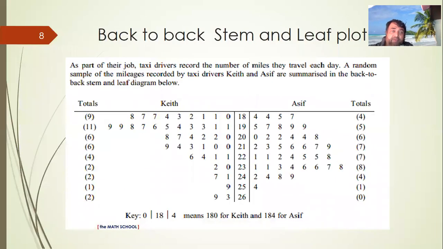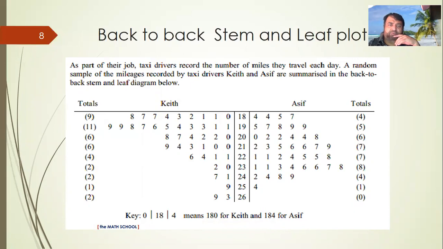Okay, so back-to-back stem and leaf means we will make a common stem here. Then to one side of the stem we'll put the data, and to the other side of the stem we'll put the other set of data, but in the same way.